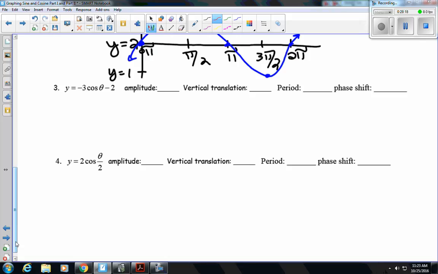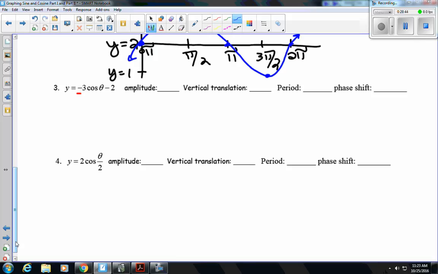What do you notice about this equation? Look at the very first thing you see. Reflection. It's a reflection. So usually when I'm doing these myself, I either highlight or underline or circle the reflection because I need to be reminded to go back and apply that when I'm graphing.